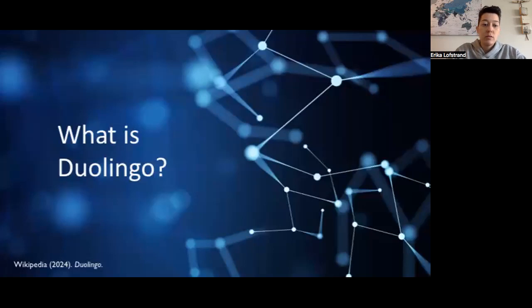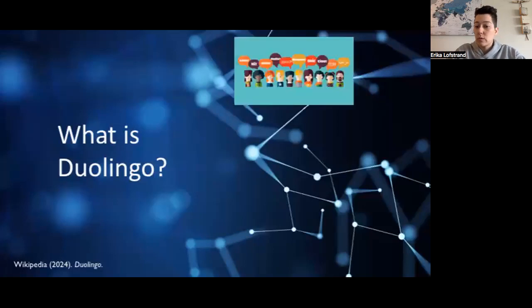Okay, so what is Duolingo? Duolingo is the most popular language learning app in the world with over 13.4 million users per month. It can be used to learn over 40 languages, including English, French, Spanish, Irish, Swahili, and Mandarin. Duolingo also offers lesser known programs such as music and math, but today we will be focusing on how to use Duolingo for language learning.